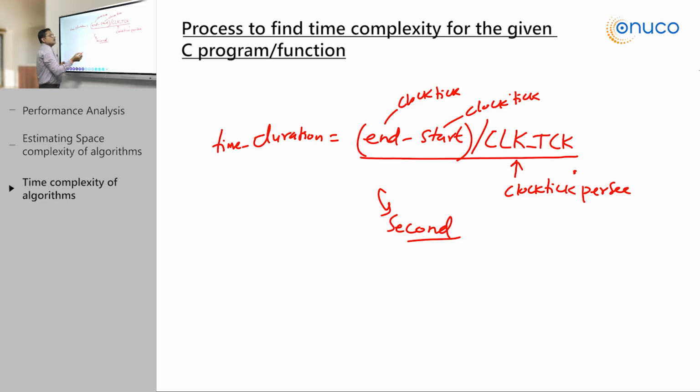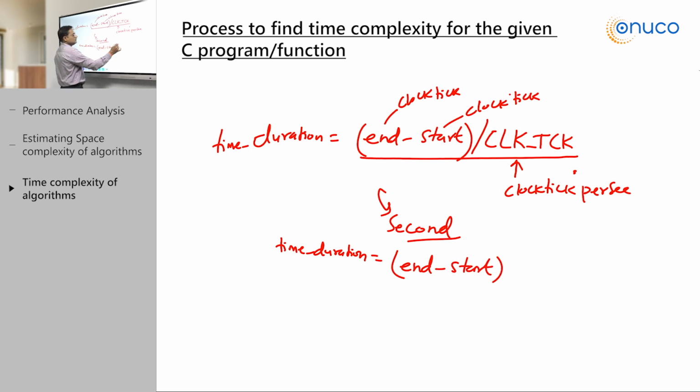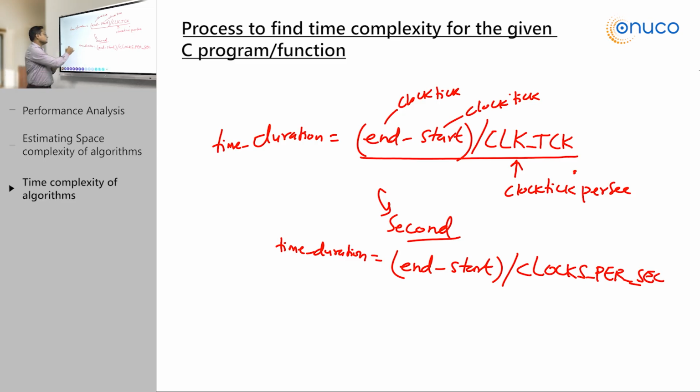Second is, if anyone is writing programs in Java, then even in C that function will work. So what is that? Time duration: we are going to write time duration is equal to end minus start divided by CLOCKS_PER_SEC, clocks per second. Again, this function will allow you to perform the task of finding the time complexity in the form of clock ticks per second.